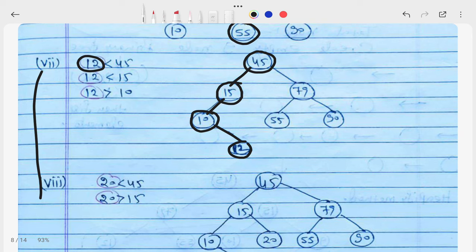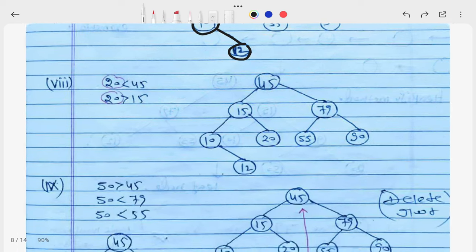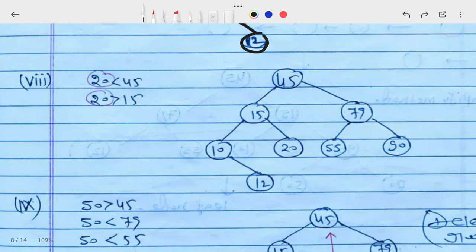Now, sorry for that. Next data is equal to 20, means you have to insert 20. Now again 20 will ask to the root. So every time you are inserting the data from the root. Later we will show also how the code is working. So 20 is less than 45, means you will go to the left side. 20 is greater than 15, means you will go to the right side, the right side of 15. So this is the structure.